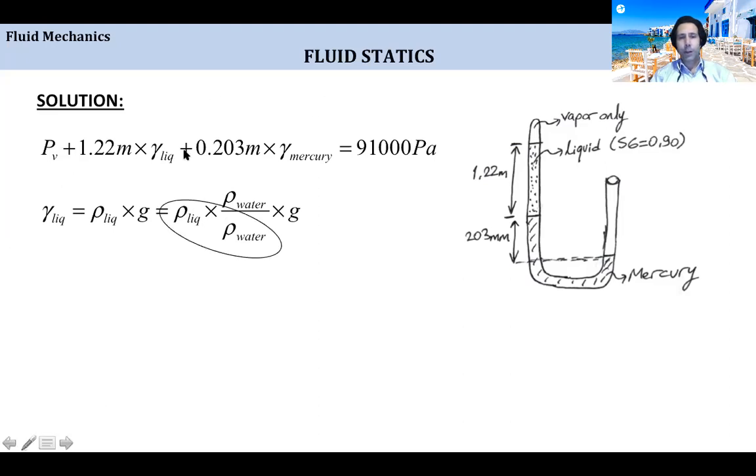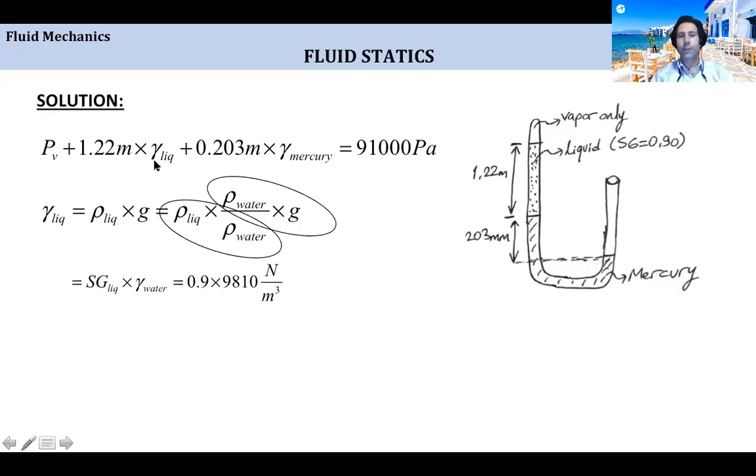So if we consider this term, this is density of liquid divided by density of water. Remember, this is the definition of specific gravity of the liquid. And this other term represents density of water times gravitational acceleration, which is the definition of specific weight of water. So we can write specific weight of the liquid is equal to specific gravity of the liquid times specific weight of water. Both of these quantities are known. So specific gravity of liquid is given in the problem as 0.9, and specific weight of water is 9,810 Newton per meter cube.